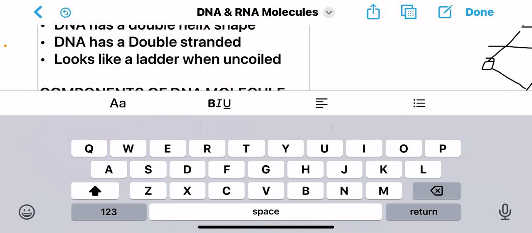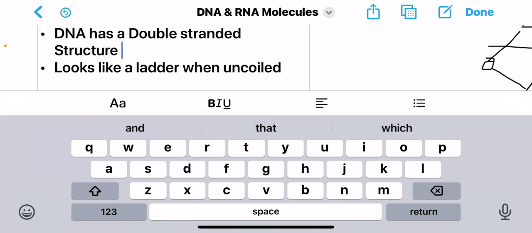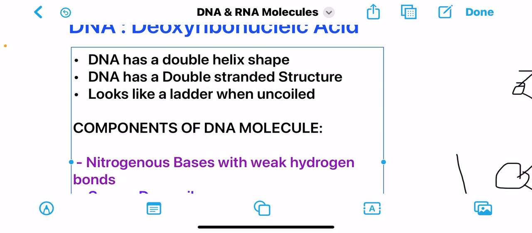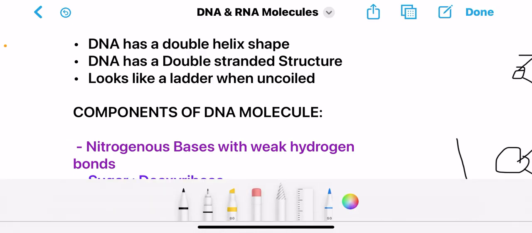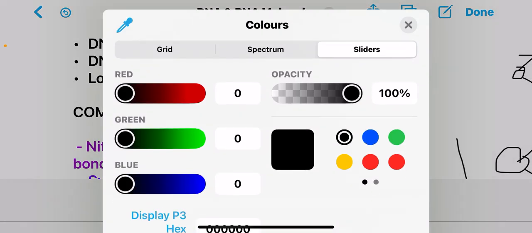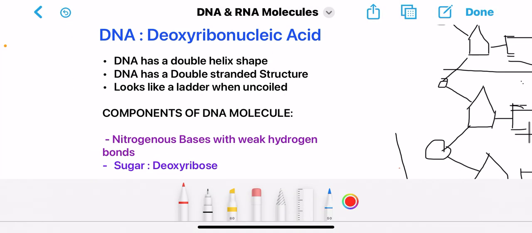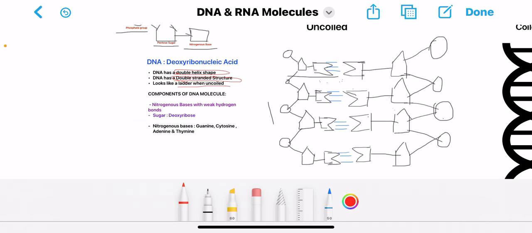Now let me edit it. Double-stranded structure. Yes, the DNA molecule has a double helix shape, and in structure, it is double-stranded. It looks like a ladder when it is uncoiled. Now, let us go to the structure of the DNA. What does the DNA look like?